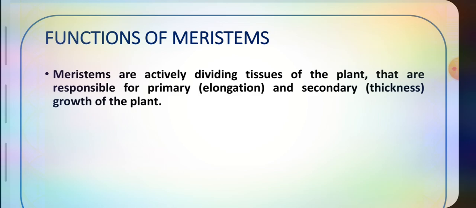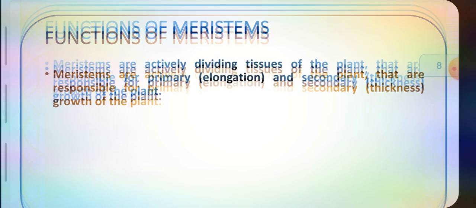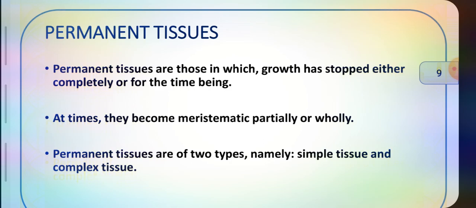So these are the functions of meristems. Primary growth and secondary growth are brought about by meristems. Then we move on to the next topic, that is permanent tissues.